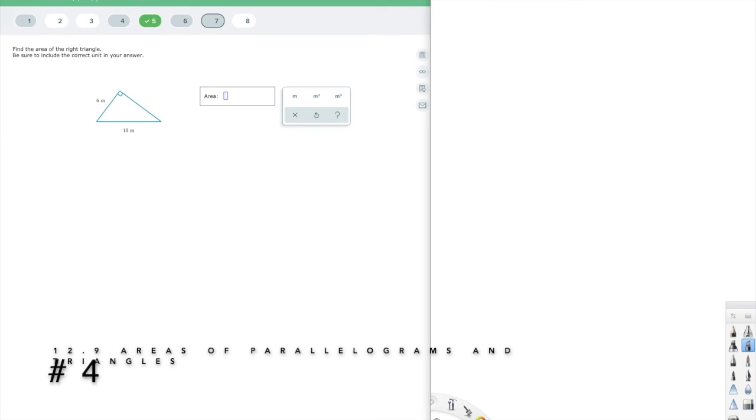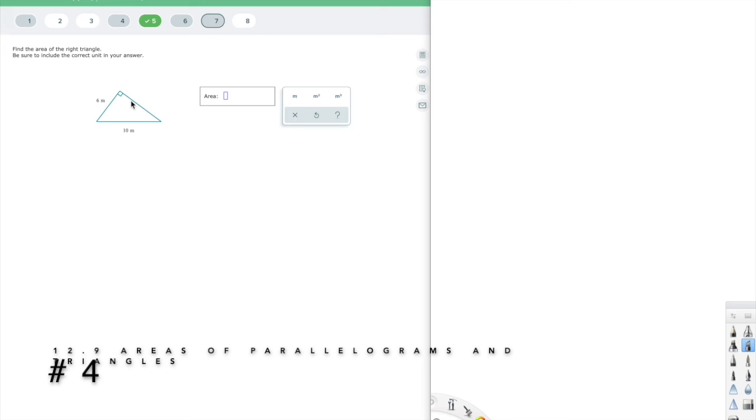All right, so in this one, it's asking us to find the area of a right triangle and be sure to include the correct unit in your answer. So this one's kind of randomly thrown in here. We haven't been doing area for this whole section, but there's a reason they're throwing this guy in. We have a right triangle and we need to find the area.